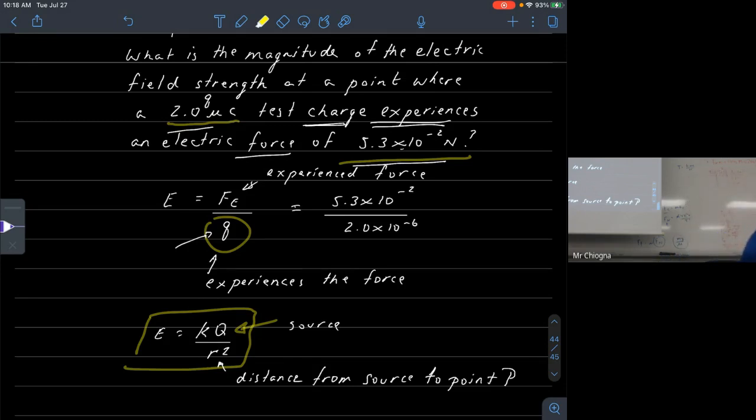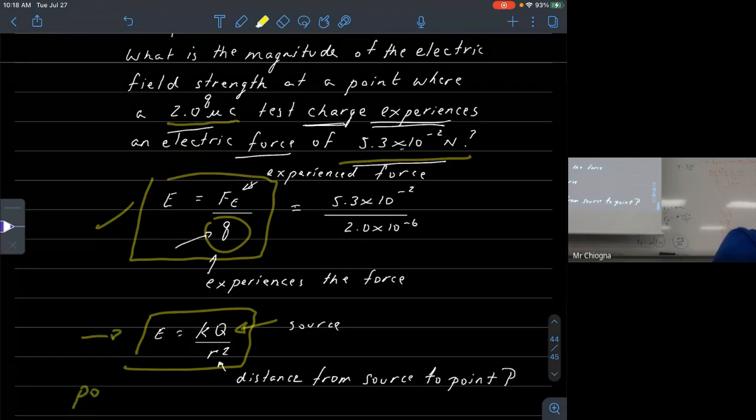Okay, this equation, by the way, always works in all conditions, in all problems. If in doubt, try to use this one. You won't always have enough information, but if you do have the information, it always works. This only works with a point charge. This is the equation for a point charge. What's a point charge? This source is a point charge.